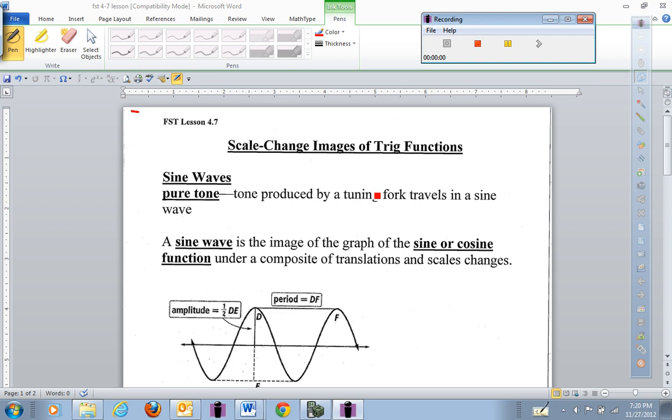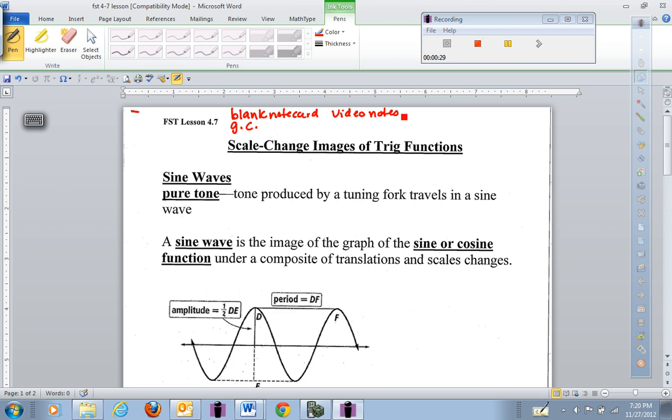Lesson 4.7 is going to be the scale change images of trigonometric functions. If you're gathering up the things you're going to need for this lesson, you'll need one blank note card, your graphing calculator, and the video notes for 4.7. That should be about everything you're going to need. If you need to stop and pause the video and gather those things up, go ahead.